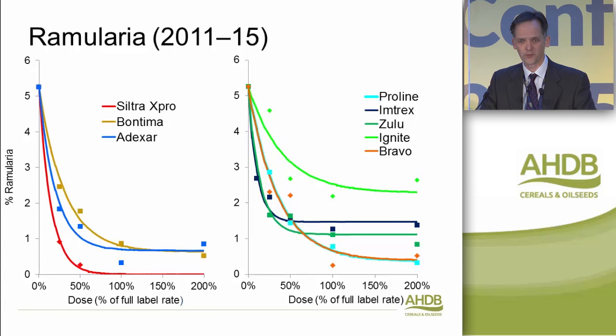Note there are no strobilurins tested here. That's because the strobilurins have no effect on Ramularia. Ramularia generally does have the G143A mutation, and therefore we're not going to see any benefit from their use on Ramularia. Of the mixtures, clearly Pontima and Adexar are very good, but Siltra seems to have the edge over the rest there, performing very, very well at a half-label rate.